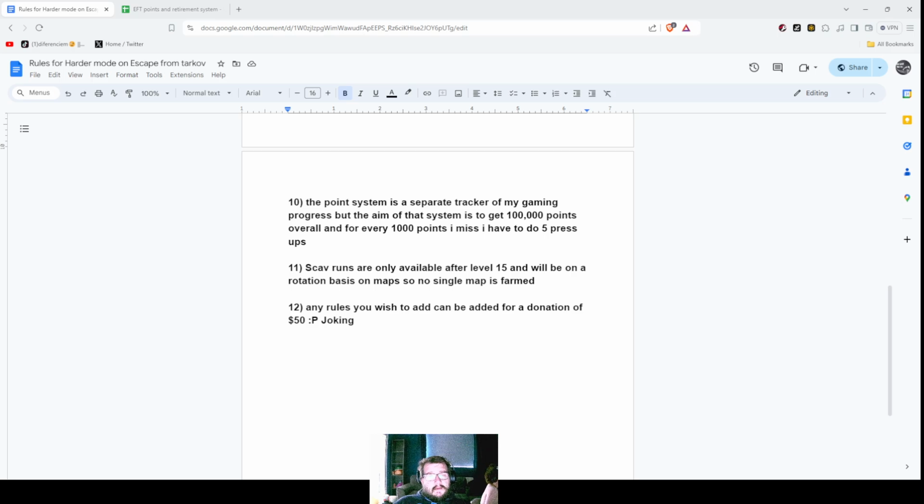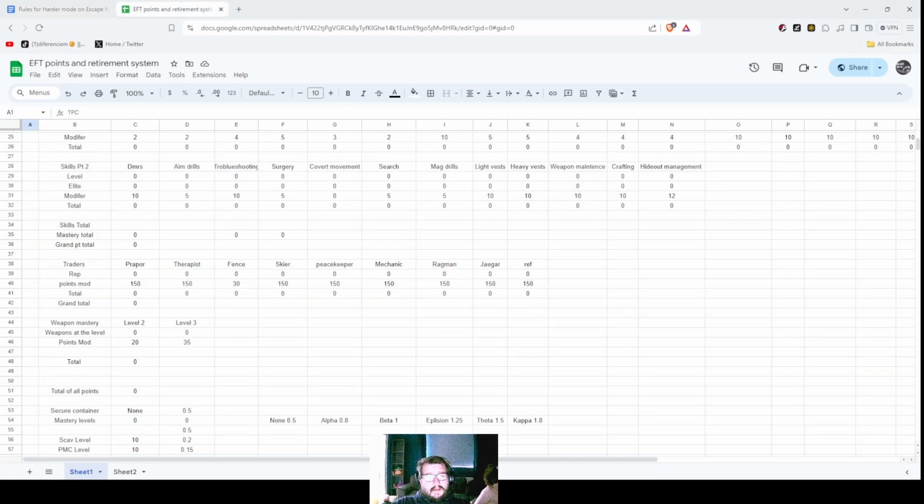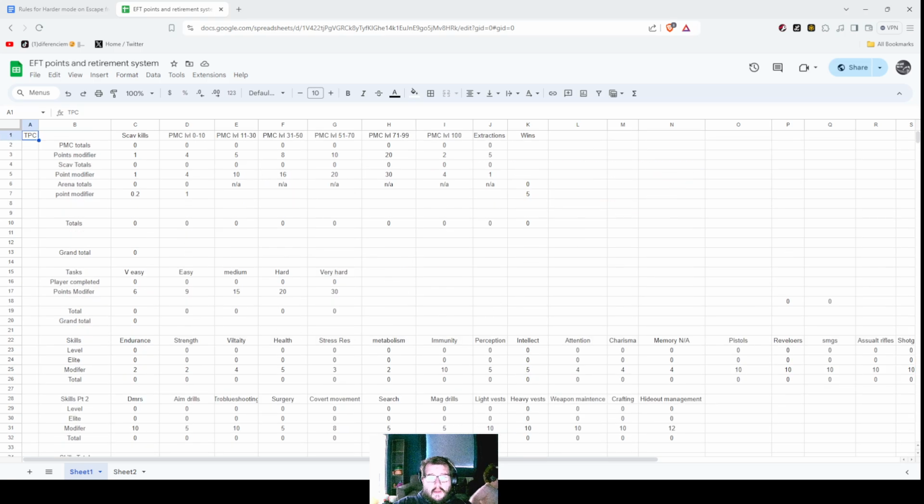Now, the point system is my own design. As you can see here, it tracks every single activity that I do. This includes scav kills on PMCs and when I'm running scav runs, as well as an arena total. Now, the general rule of thumb is, if a PMC's level is higher, I will earn more points from killing them, because it's a lot harder to kill a Giga Chad at level 50 than it is to kill a Timmy at level 10 or 5. I'll earn points for extractions, successful or wins in arena.